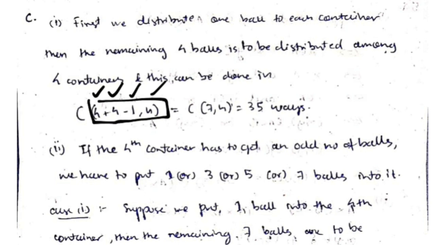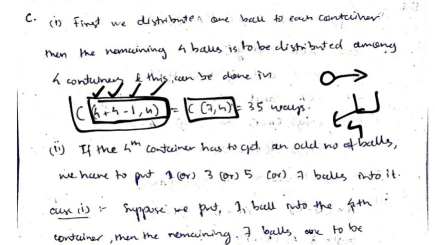Okay, r is the number of balls and n is the number of places. So 4 containers and 4 balls will give r is equal to 4 and n is equal to 4, and calculating this we get C of 7 comma 4, which is the 7C4, and that answer is 35.